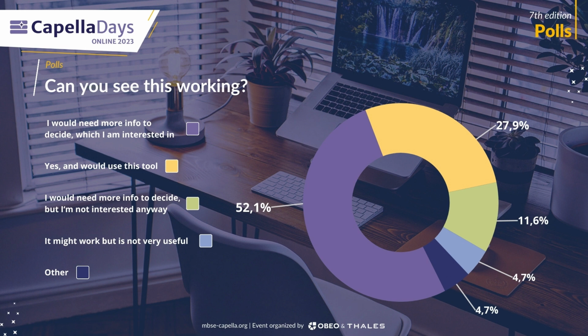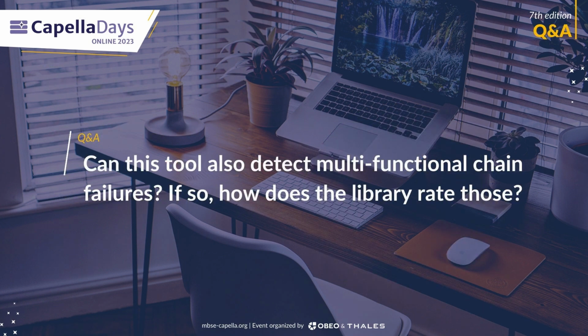Okay, let's go. The first question, the most upvoted: Can this tool also detect multi-functional chain failures? And if so, how does the library rate those? Multifunctional chains would mean failures which affect more than one functional chain, or this is a bit unclear. I assume so, yes, that's how I understand it. But Vinayak, if we are mistaken, maybe you can tell us in the chat.